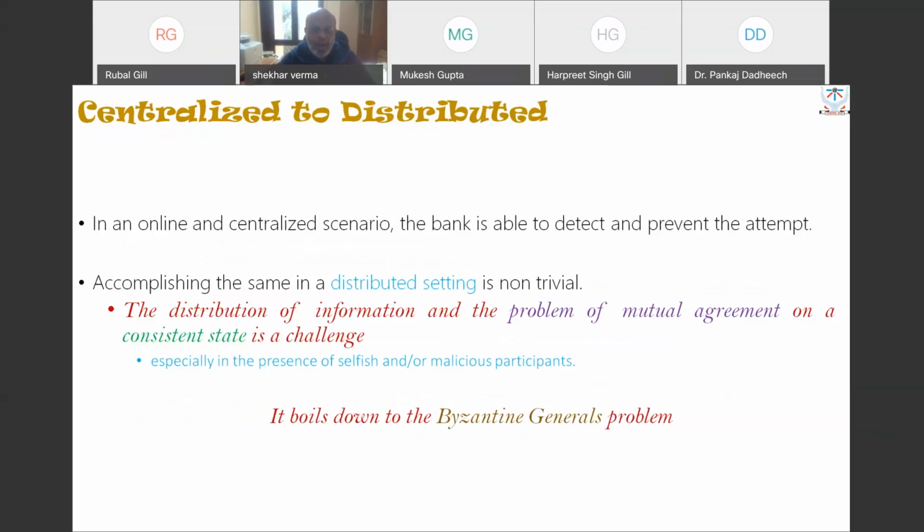So, what do I want? I want to go in a distributed setting without sacrificing my privacy.